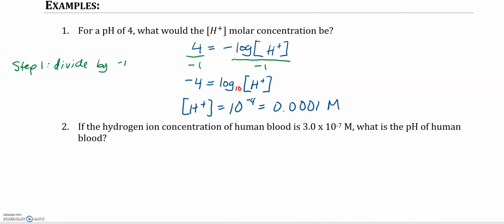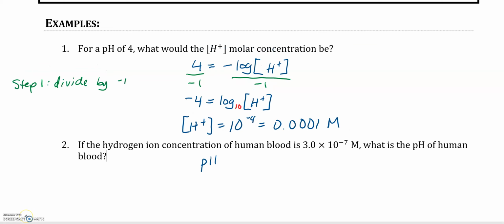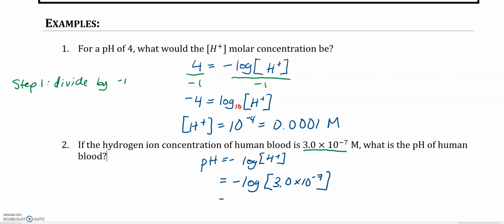In example 2, we have: if the hydrogen ion concentration of human blood is 3.0 times 10 to the -7 molar, what is the pH of human blood? Recall that pH is equal to negative log of H+. We are given that H+ is equal to 3.0 times 10 to the -7 molar. Substituting that into the equation, we get negative log of 3.0 times 10 to the -7. If we evaluate this in our calculator, we get 6.52.